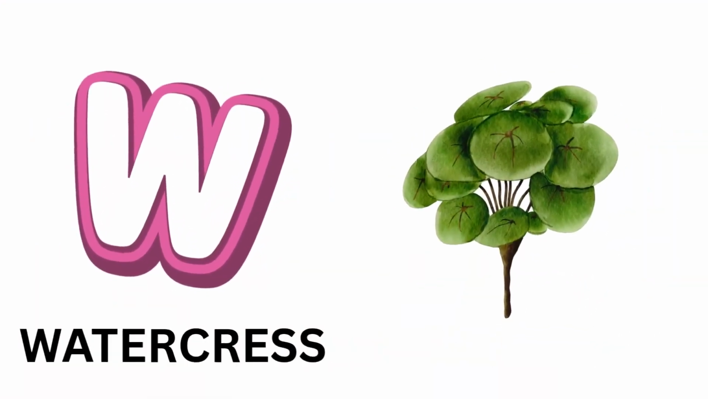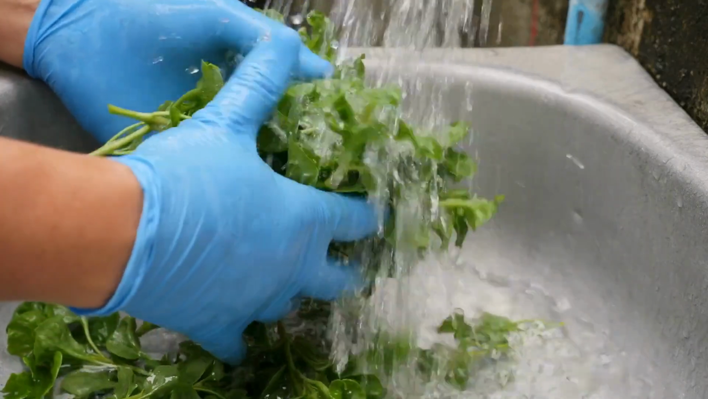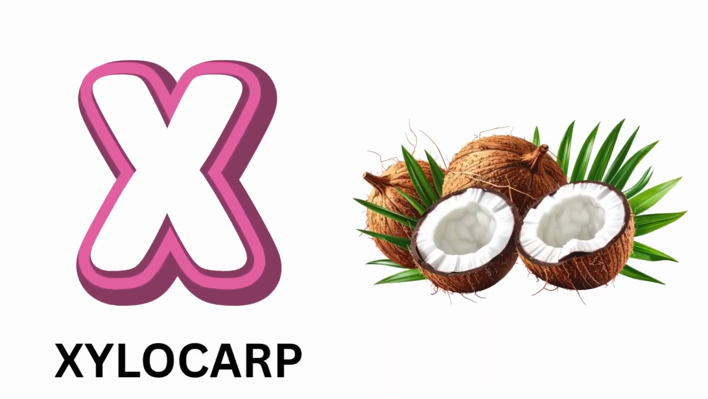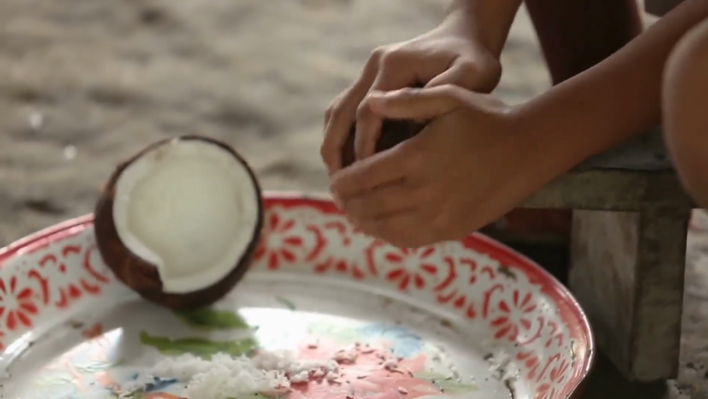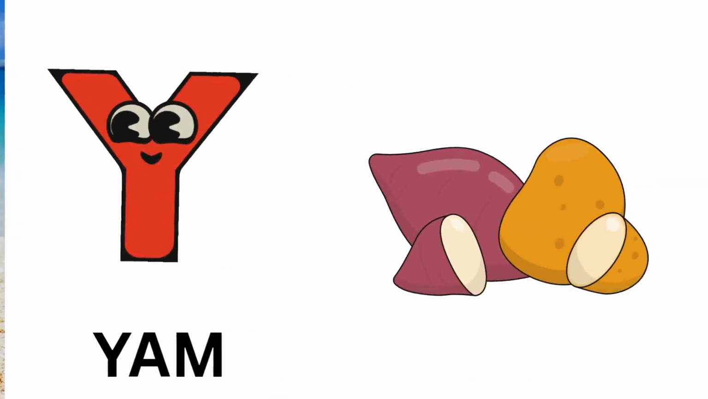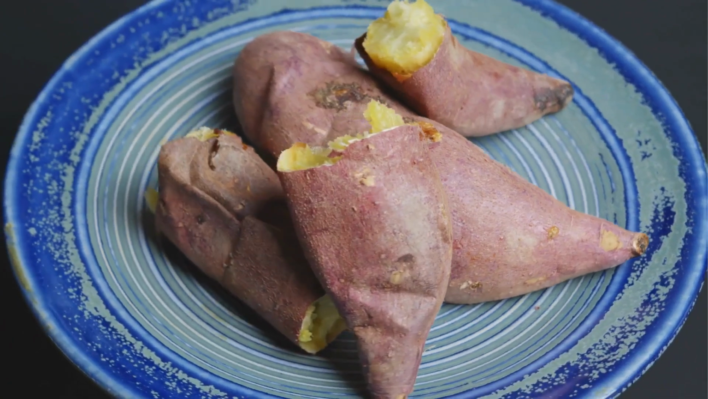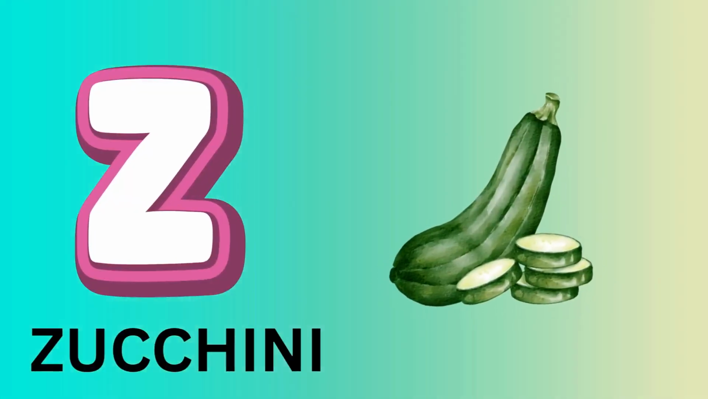W is for watercress. Watercress. W is for watercress. X is for xylocarp. Xylocarp. X is for xylocarp. Y is for yam. Z is for zucchini.